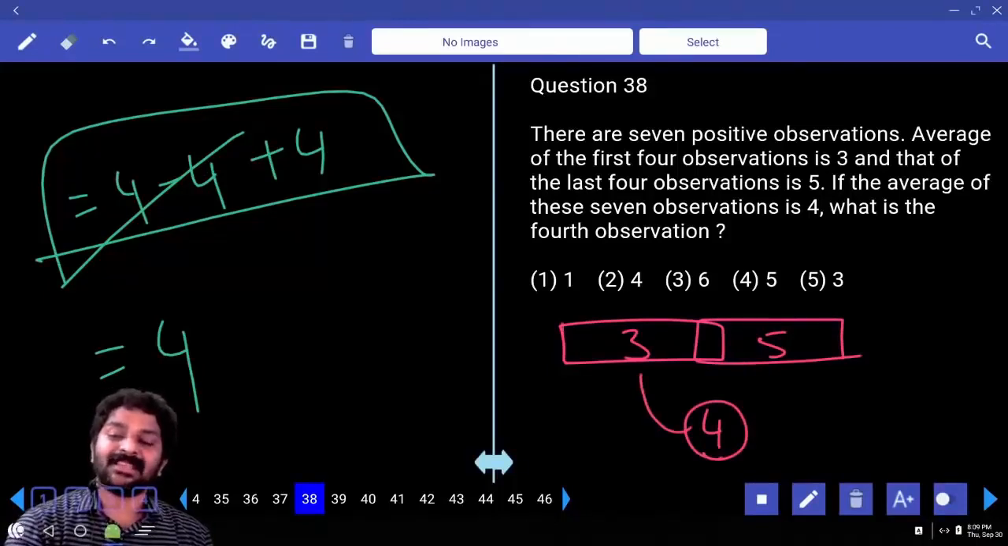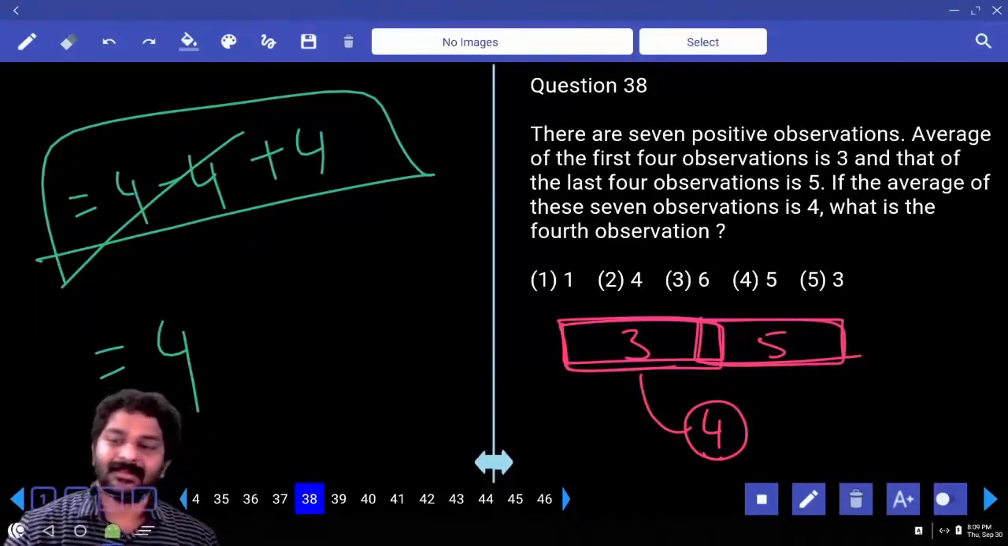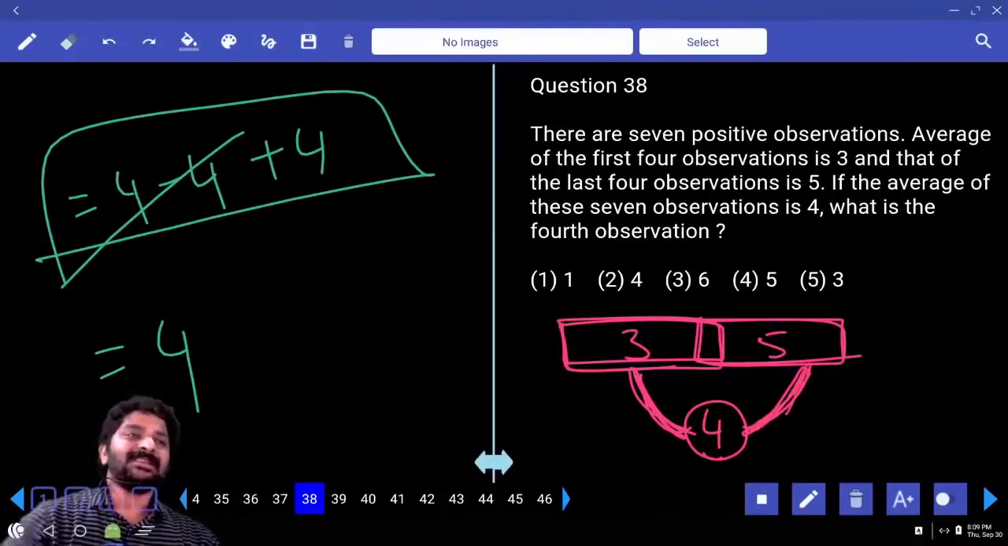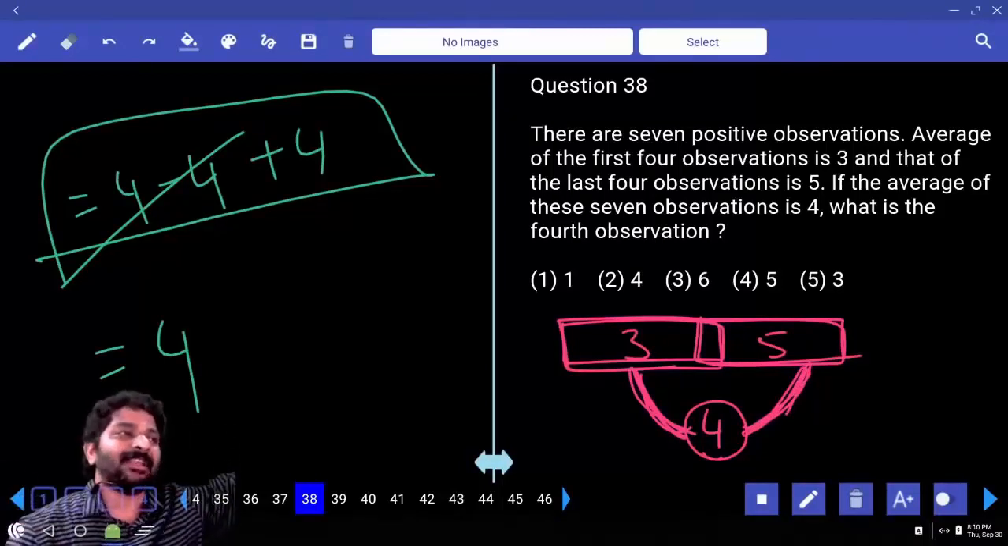How many numbers are there in first 4 and last 4? 4 numbers only? Number of numbers are same only? Right. Here average is how much less? Here average is how much more? 1 less, 1 more. Same number of numbers. So it gets cancelled. 4 final answer done.